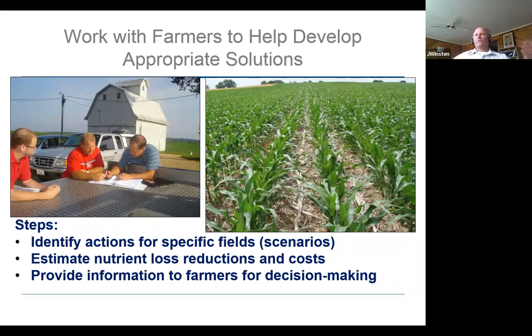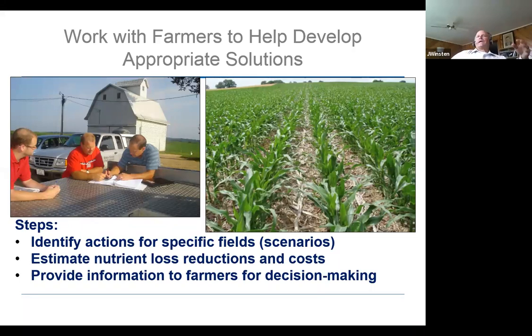What we do in our pilot testing of pay-for-performance conservation is we work with farmers who are interested. They voluntarily come forward and identify actions for specific fields. These are the scenarios that we look at. We only really want to talk with them about things that they might actually be interested in doing if the price were right. There's no point in modeling something or even talking about some change that they just don't ever want to do. So we use modeling tools to estimate the nutrient loss reductions, and we also estimate the costs to the farmer, the full economic costs. And we provide information for farmers to see.